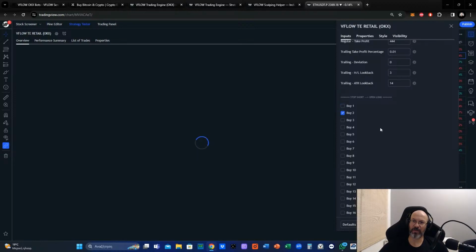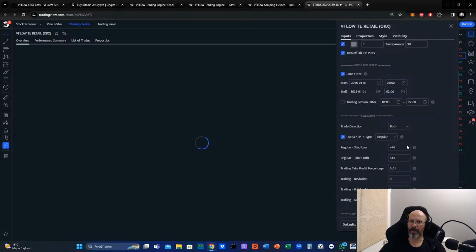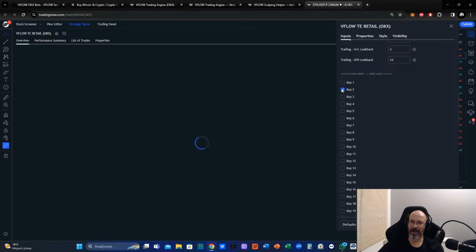And let's go to buy two. Actually, in order to see the results, we're going to have a stop loss and take profit and adjust it later on, because this way we're going to see how the buy triggers work. So now we have 20 different buy factors.